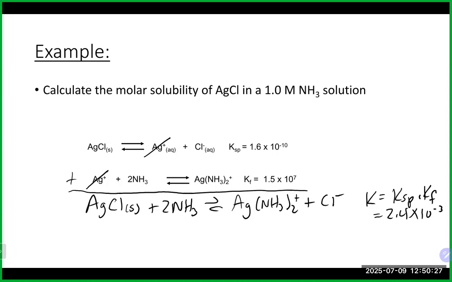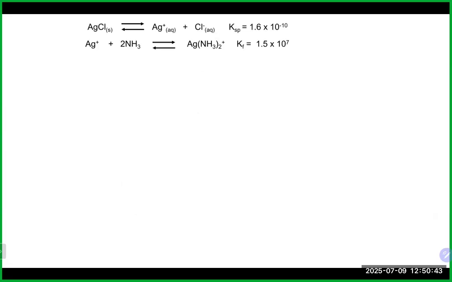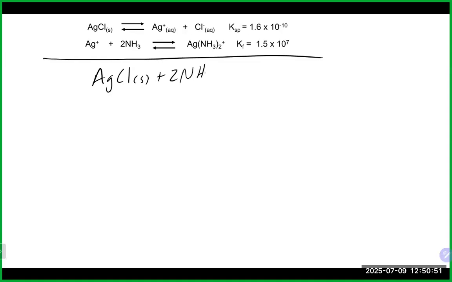In this particular case, we're looking for the molar solubility. So this is actually more of a KSP type of calculation than it is a KF type calculation. And that's the approach we're going to take here. So we'll take our overall reaction, which we just added, which gave us silver chloride and ammonia making our complex ion and our Cl minus. And again, we got there for our K 2.4 times 10 to the minus 3.